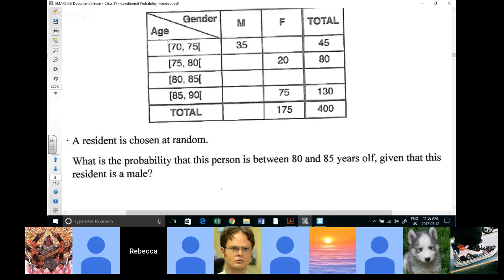So here we have this contingency table to fill out, but all you have to do is play the numbers game. I can play the numbers game. 45, 35, so that's 10. Here I could get 175 minus 75 minus 20 minus 10 gives me 70 people here. 400 minus 130 minus 80 minus 45 gives me 145. 80 minus 20 gives me 60. 145, 70 gives me 75. 130 and 75 gives me 55. And 400 and 175 gives me 225.